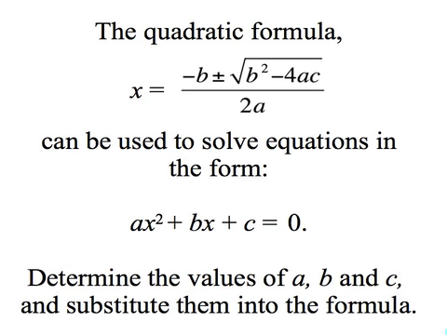Once again, the quadratic formula states that in an equation ax squared plus bx plus c is equal to 0, you can solve for x by making your numerator the opposite of b plus or minus the square root of the quantity b squared minus 4ac, and that numerator is then divided by 2a. And in order to use the quadratic formula, you determine the values of a, b, and c, and then substitute them into the formula.